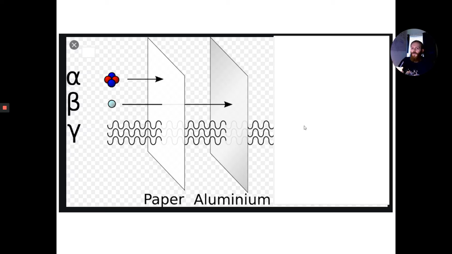Gamma passes straight through that again. It doesn't care that the aluminium's there, would make practically no difference to it, because even though aluminium is a bit denser than paper, we're talking about a wave here. We're not talking about a particle. It's not something that will be blocked by that because it's a wave.